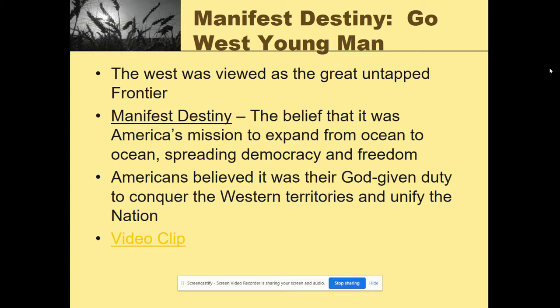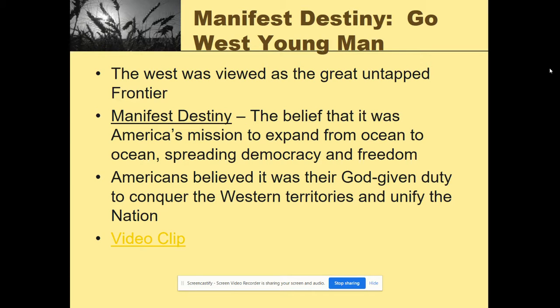The concept of manifest destiny was the belief that America's mission was to expand from ocean to ocean, spreading democracy and freedom. But we know in many cases that is not what happened. We're talking about expanding things like slavery or the loss of land for Native Americans. So it wasn't exactly the result that was the idea.